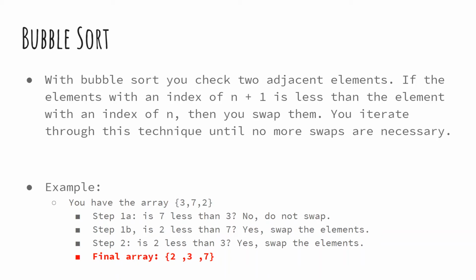In our example here, we have an array 3, 7, and 2. The first thing we want to look at is, is 7 less than 3? No, so you don't swap. Then you look at, is 2 less than 7? Yes, so you swap the elements. And then the next thing you're going to do is say, is 2 less than 3? Yes, you swap the elements. And then your final array will be 2, 3, 7.